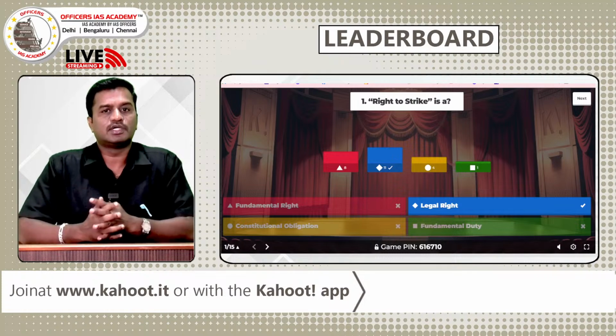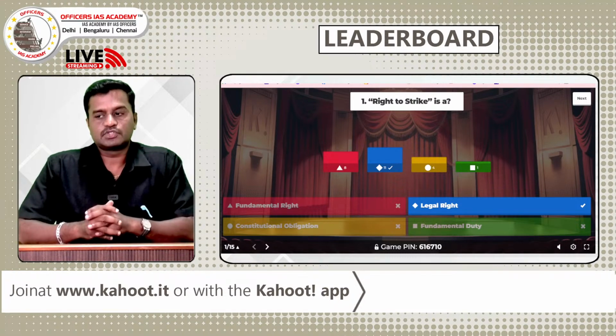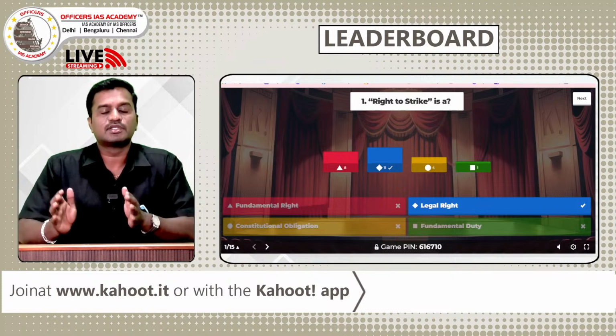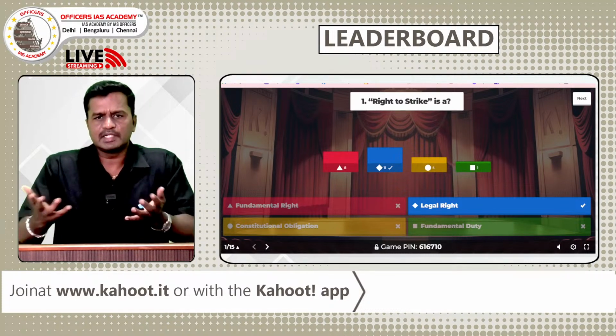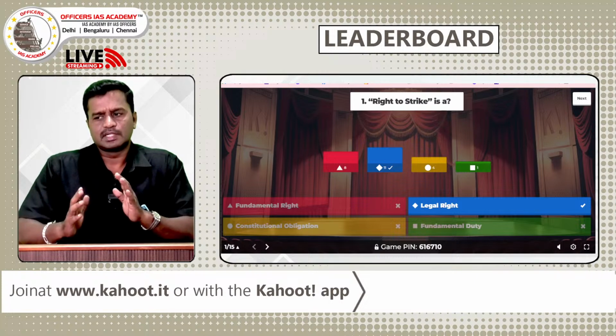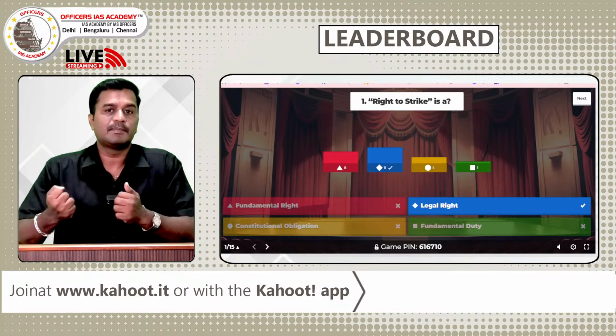Assume a large labor union going for a strike. Naturally, this strike affects many people in India. It could affect thousands, it could affect even millions of people living in India. That is why the right to strike is not accepted as a fundamental right.